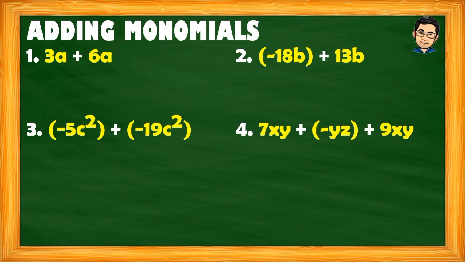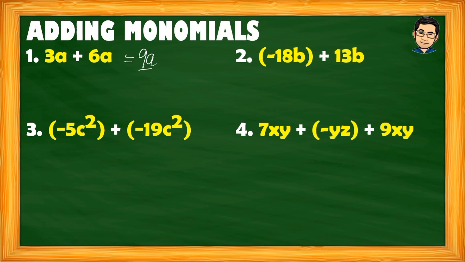So for the first example, 3a plus 6a. So if you will be looking at the term, so pareho po sila ng numerical coefficients, like terms or similar terms po sila. So just simply add the numerical coefficient, which are 3 and 6, and then copy the literal coefficient, which is a. So 3a plus 6a, that is 9a.